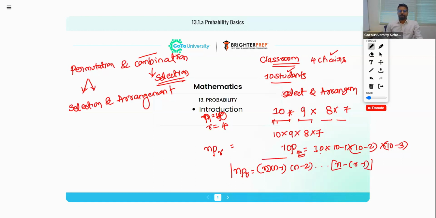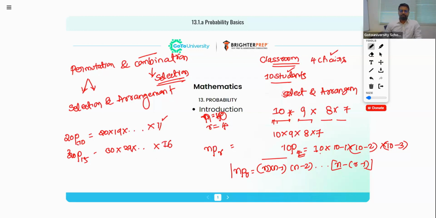So if I want to seat 20 students in 10 chairs, it will stop at what point? 20 minus 10 minus 1, which is 20 minus 9. What is it? 11. This 11 will be the 10th chair. If it is 30P15, I should know I should stop at 30, 29, till 30 minus 15 minus 1, which is 30 minus 14, 16.